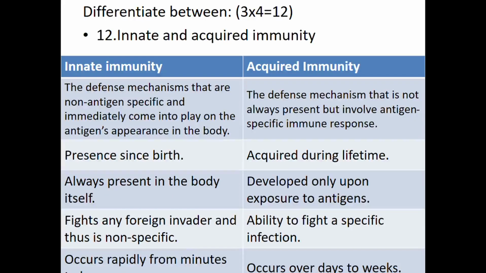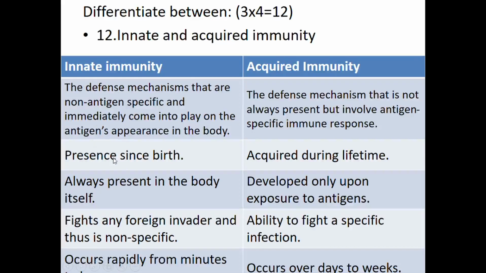Differentiate between acquired and innate immunity. Innate immunity is the defense mechanism that is non-antigen specific and immediately comes into play on the antigen's appearance in the body. Acquired immunity is the defense mechanism that is not always present but involves an antigen specific immune response.